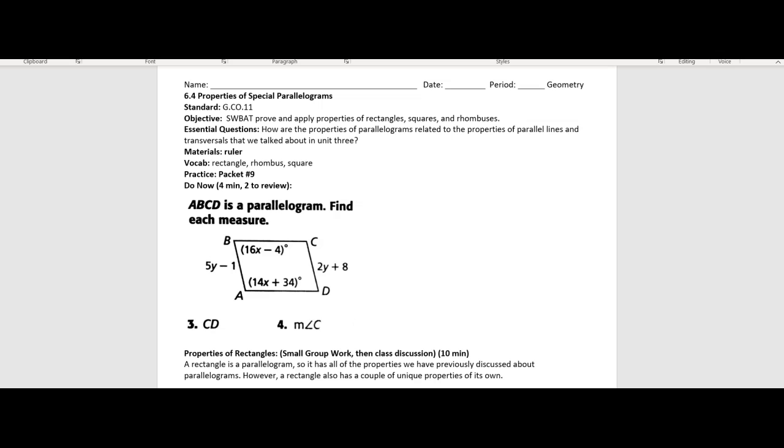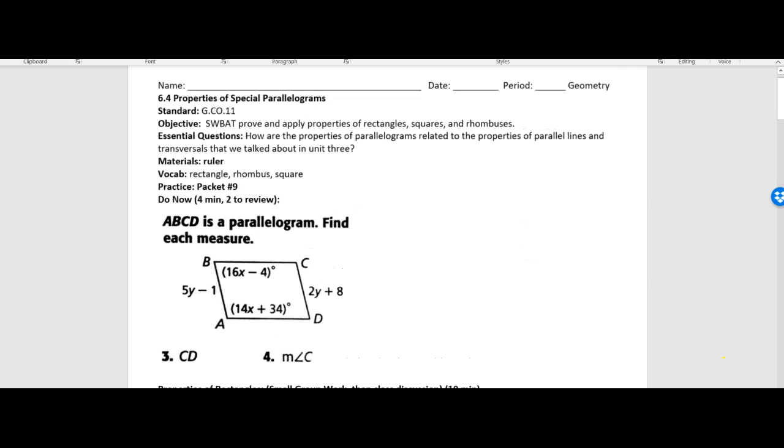Today we're going to talk about the properties of special parallelograms. So the last two videos we've talked strictly about different parallelograms, what makes a quadrilateral a parallelogram, and what the properties of different parallelograms are. And now we're just going to look at some of the special ones. Before we get going though, start with this do now.